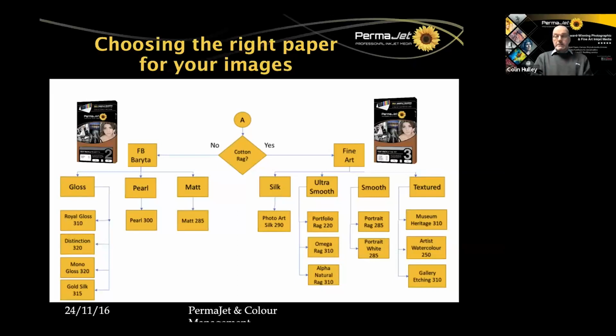Photo Art Silk at 290 GSM is one of my favourite papers. It's an unsung hero of mine from within the PermaJet range. It is a matte paper, but it has got a sheen surface to it that you only actually see once the ink is placed on the paper.